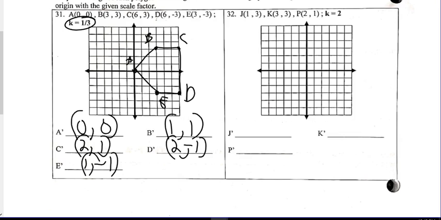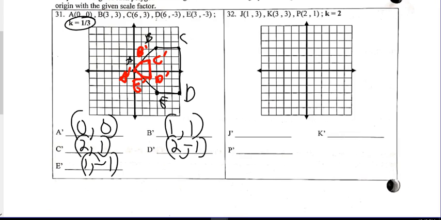So let's put these on. 0, 0, A prime is going to stay there. B prime is going to be at 1, 1. C prime is going to be at 2, 1. And then 2, negative 1, and 1, negative 1. And what we just have is a smaller version of the same shape. So here's B prime, C prime, D prime, and E prime.